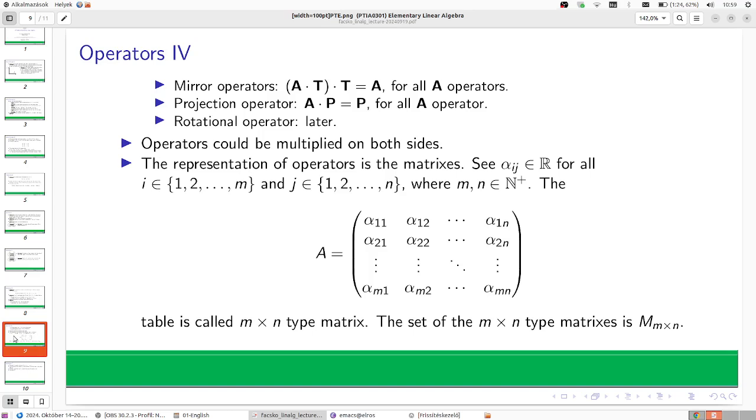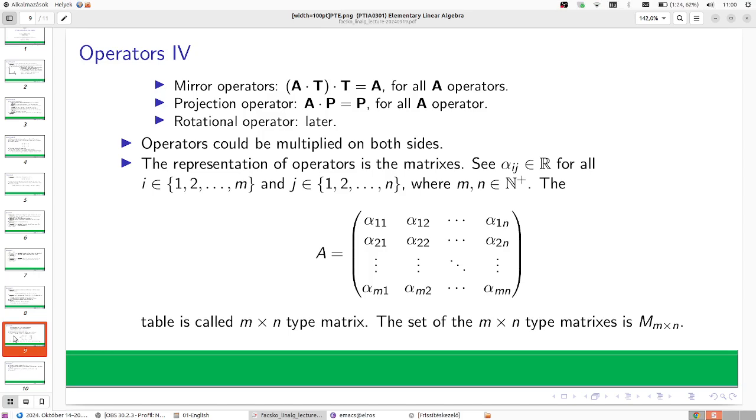I have an x vector: 0, 1, 0, 0. Now I have a matrix. You have to write much more. This is the representation of an operator, that is, a linear vector function.